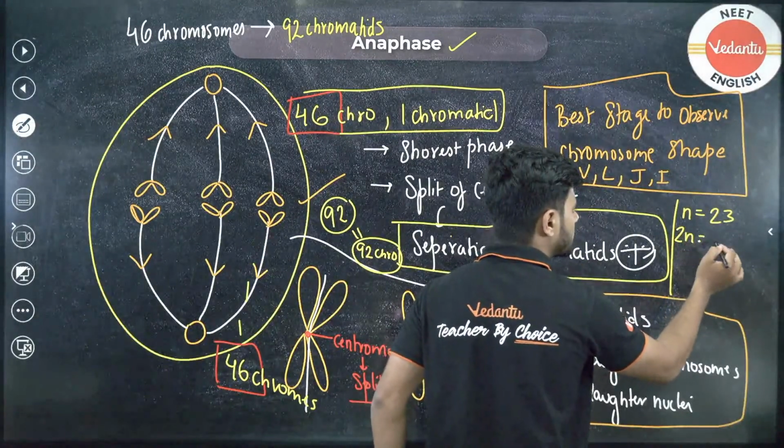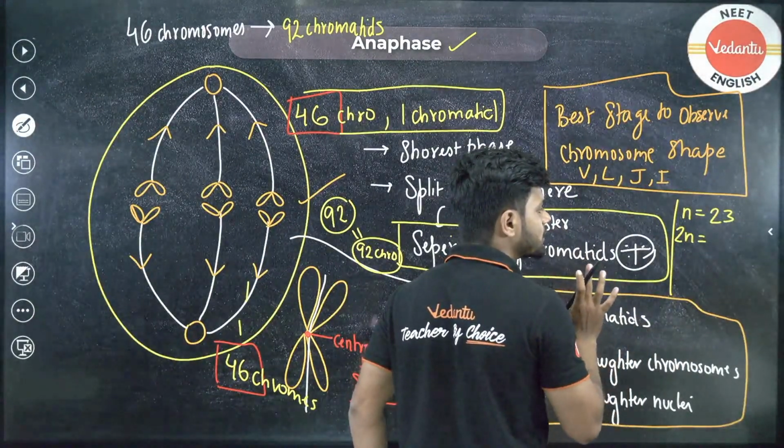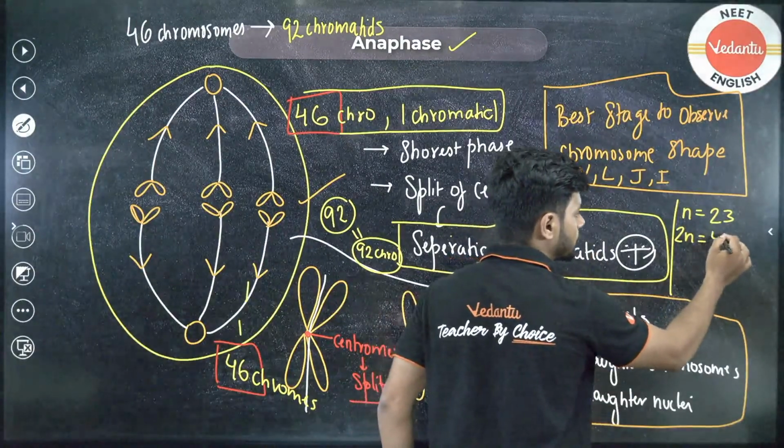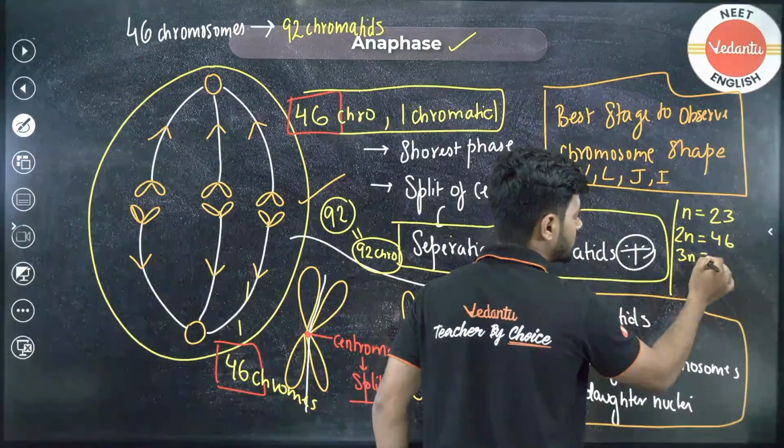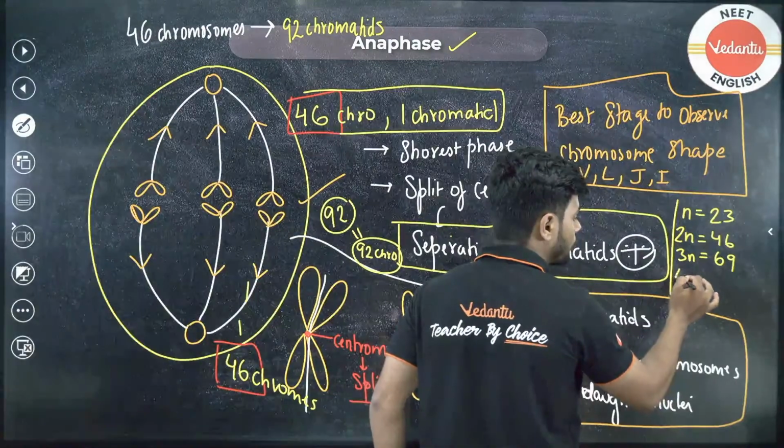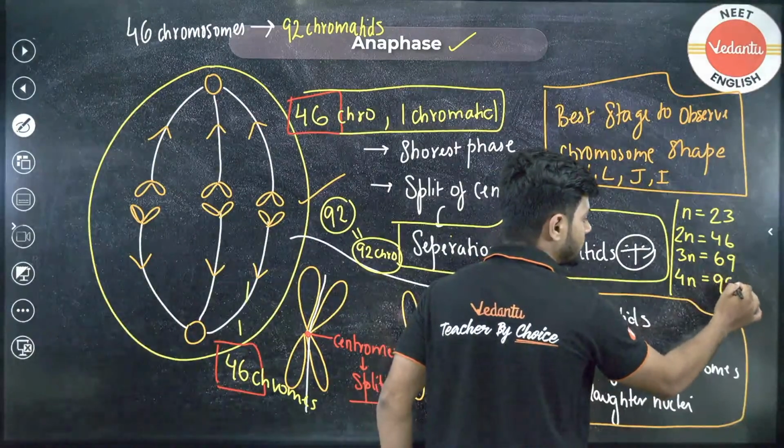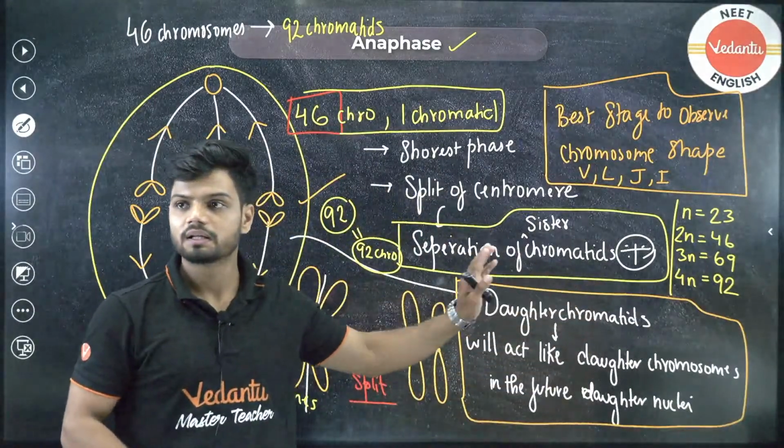2N is going to be what? 2N is going to be 46. 3N is going to be 69. 4N is going to be 92.